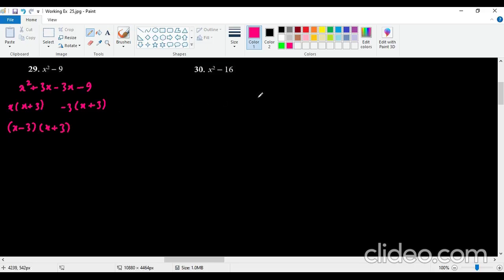For question number 30, it's going to be x square minus 16 in the corners, and minus 4x and plus 4x will be giving me a 0x. So x minus 4 in one bracket, and in another bracket plus 4. So x plus 4 and x minus 4 are going to be the two factors that are going to give me x square minus 16.